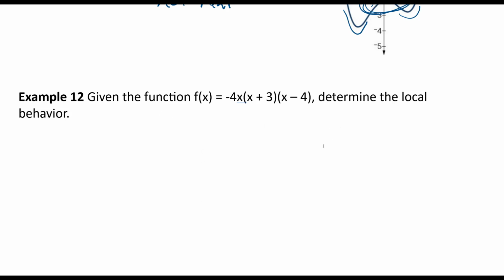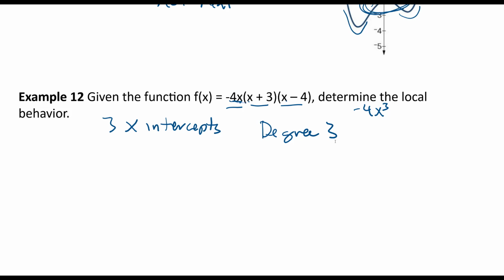Given this function, determine this last example, determine the local behavior. So we can just see we have 1, 2, 3 intercepts. So 3 x-intercepts. And it's going to be degree 3. If I multiply this negative 4x times x, it'd be a negative 4x cubed. So the other information, the maximum number of turns is going to be 3 minus 1, which is 2. 3 is the degree, minus 1 is 2.